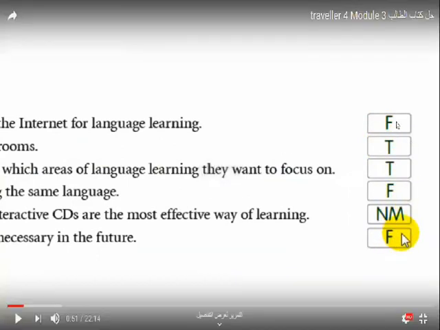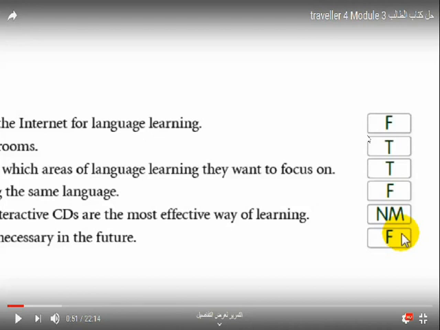Okay, so after reading the passage, the answers to our questions will be: the first one will be F, which means false. Number two, it's T, that means true. Okay, if we read the questions here, the first question says, at the moment, there are not many sites on the internet for language learning. It's false. Number two, a teacher will still be needed in virtual classrooms. Yeah, that's right. That means it's true.